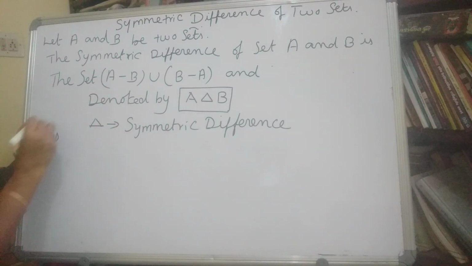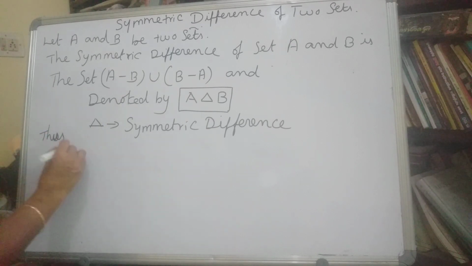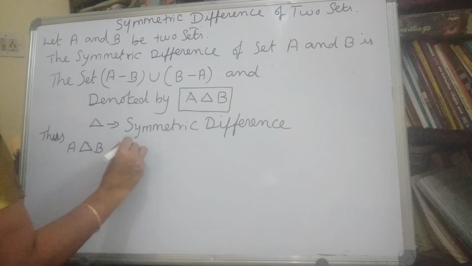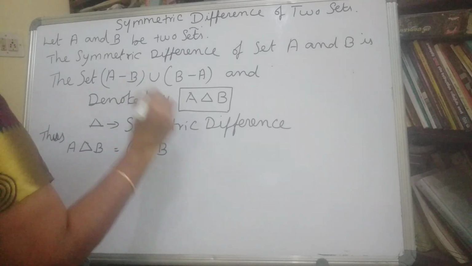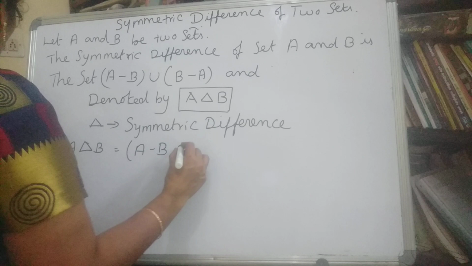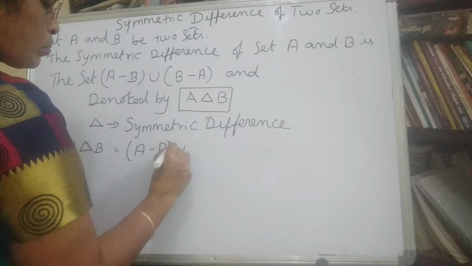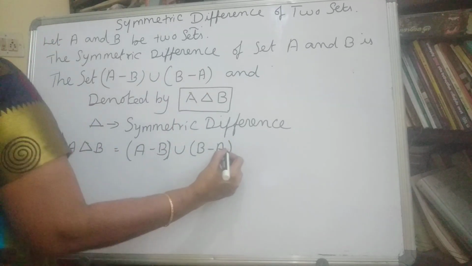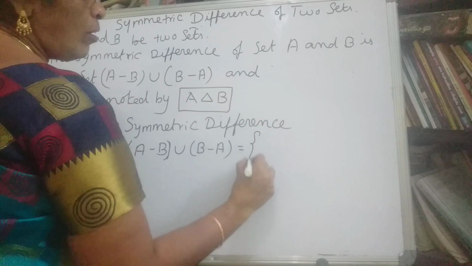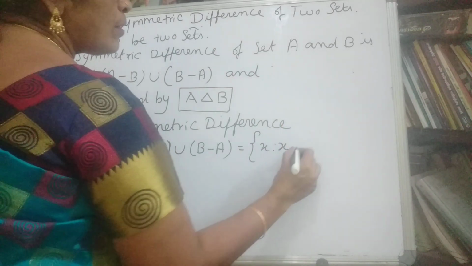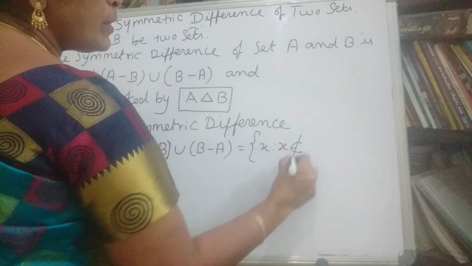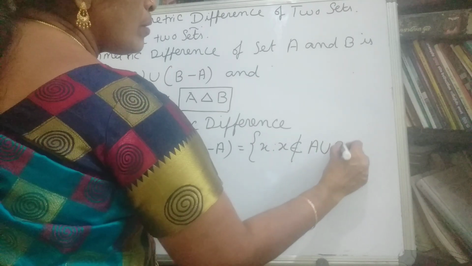Thus, A symmetric difference of B is equal to A minus B union B minus A, which is the set of x such that x belongs to A union B but x does not belong to A intersection B.